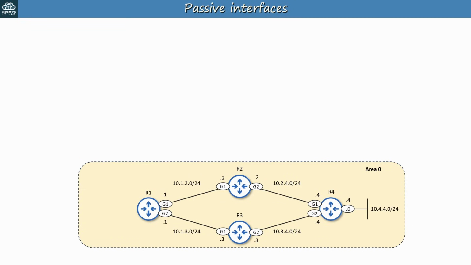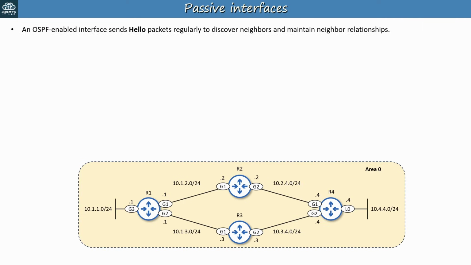Next, let's briefly review passive interfaces. To demonstrate, I'll add a third interface to R1, G3 with IP address 10.1.1.1/24. An OSPF-enabled interface sends hello packets regularly to discover neighbors and maintain neighbor relationships. So R1 will regularly send hellos out of its interfaces like this, once every 10 seconds by default.